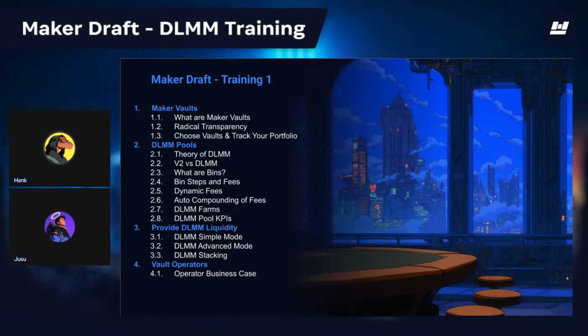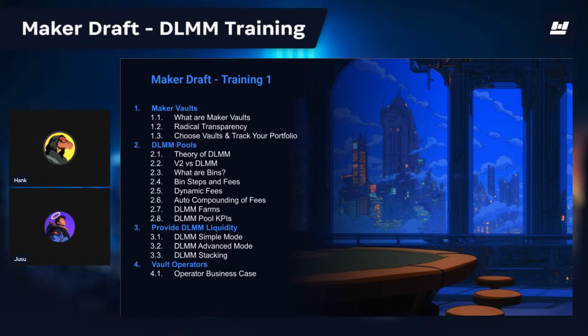So now that we got this part out of the way, let's look at the content for today. It's new, we changed the training. We adapted it to the protocol development of Metropolis. And we're going to start out directly with maker vaults. I'm going to look at what they are, the KPIs, learn how to read them, and then also go through how you choose a vault and track your vault portfolio at the end.